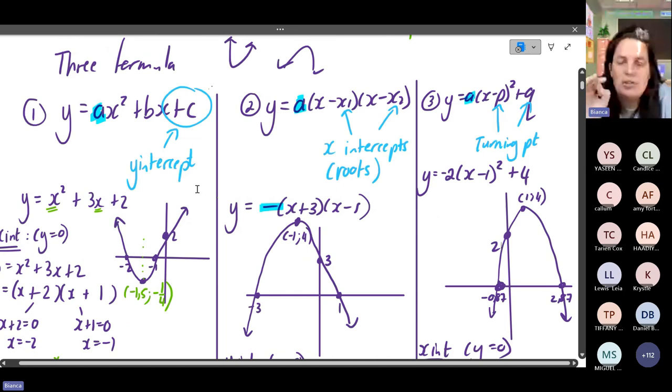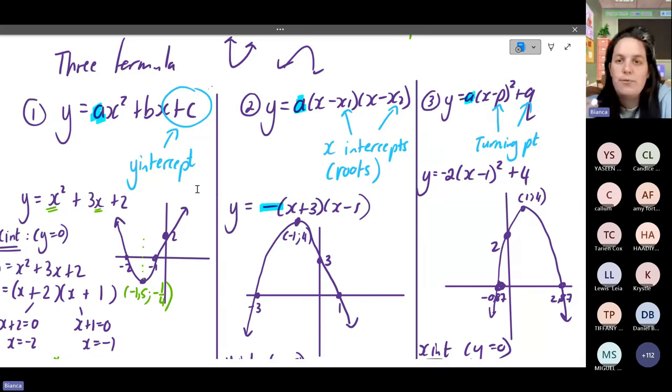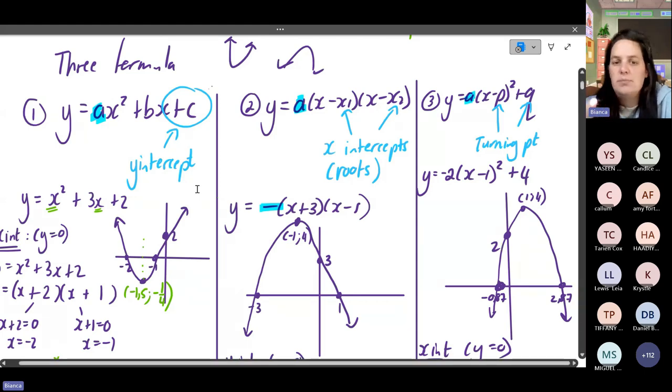There are three formulae that you need to know. You need to know all three. Please don't think that you don't need to know them. You have to know all three, okay? All three give you something different, but you need the same three bits of information. So the first one gives you the y-intercept, then the x-intercept, then the turning point. If they give you the turning point, awesome. You still need to find the two x-intercepts and the y-intercept if they are. There's always a y-intercept. If they give you the y-intercept, so on, so on.